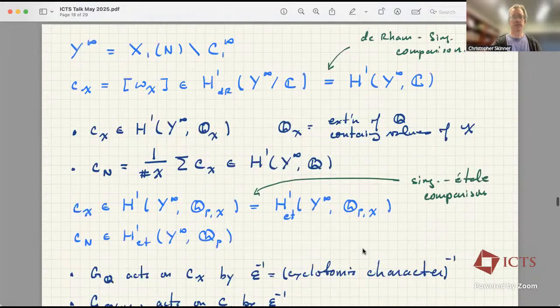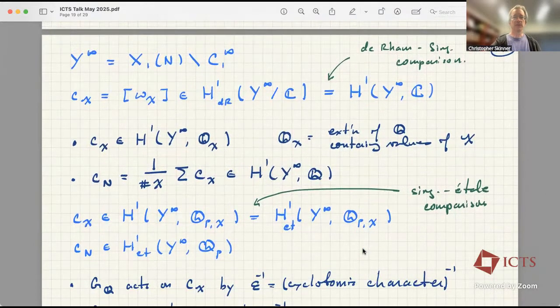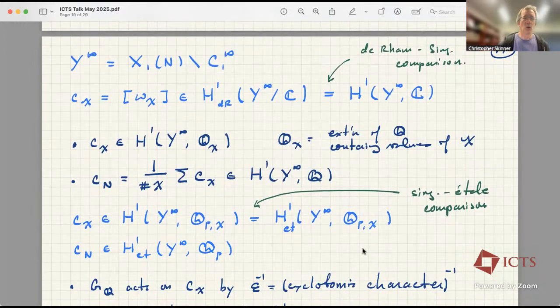All right, so I'm going to take Y, I'll decorate it with this infinity to mean I've taken the closed modular curve, but I've removed the cusps at infinity. Why am I removing the cusps at infinity? These are the cusps where my differential, or my Eisenstein series, has constant terms.